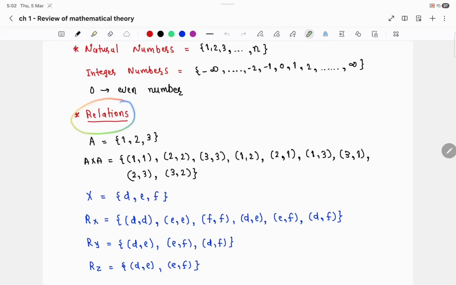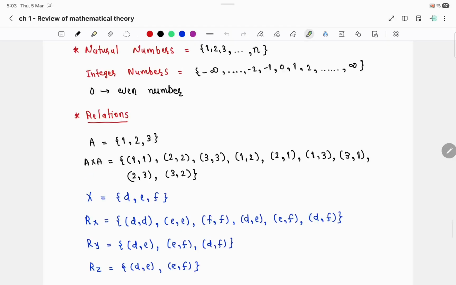The concept of relation. For this, we have taken the set A, containing 1, 2 and 3. Based on this set A, we have taken A cross A. A cross A means the Cartesian product of the given set. We have also taken another set X, which contains D, E and F. From this set, we have taken relation with X, relation with Y and relation with Z. Relation with X, that means Rx, comes from this set, Ry comes from this set also, and Rz comes from this set.